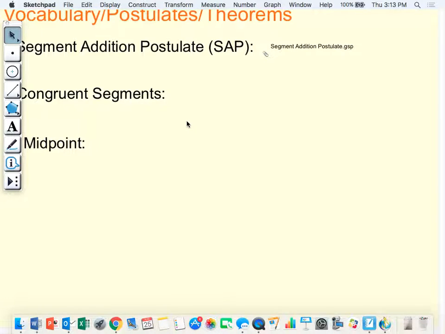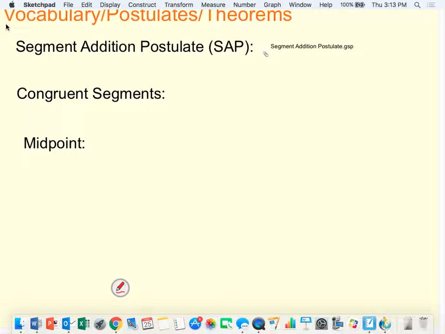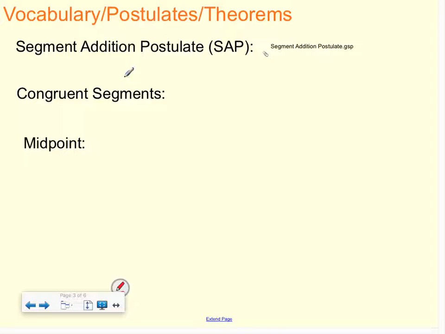All right. So, ultimately, what is the segment addition postulate? Well, if I have a segment AC, and I've got B somewhere in here, then AB plus BC is equal to AC. That is the segment addition postulate. That's the big idea today.